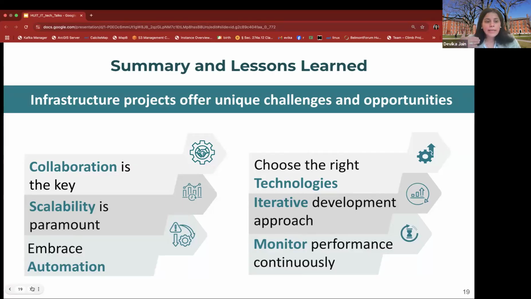Then scalability is very important. To design a solution that is scalable both up and down, vertically and horizontally, is very important when we think about an infrastructure like that. And embracing automation: a lot of our projects, where work was done manually, we automated and moved to cloud.